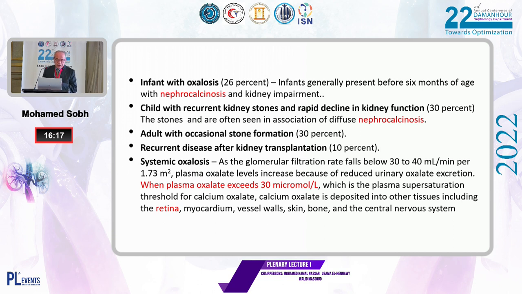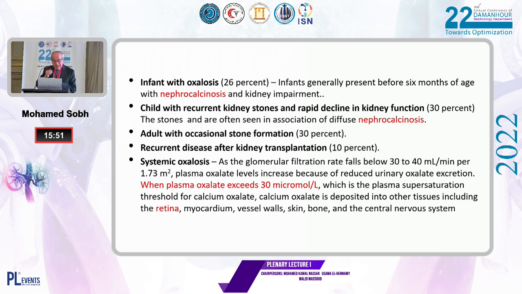Now we come to the fifth and the most painful presentation, systemic oxalosis. As the glomerular filtration rate falls below 30 to 40 milliliter per minute per 1.73 square meter surface area, plasma oxalate level increases. In urine, this oxalate decreases, but in plasma, it starts to go up. It increases because of reduced urinary oxalate excretion.